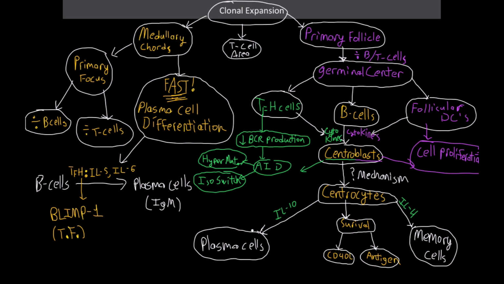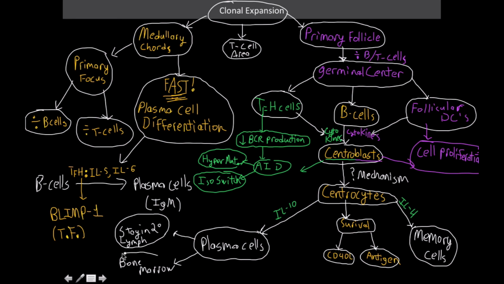These guys have a pretty short lifespan, but the ones that are going to migrate to the bone marrow, and I'll talk about why they're migrating to the bone marrow later, have a pretty long life cycle. They stay in the secondary lymph organ, and then we have the ones that go to the bone marrow.